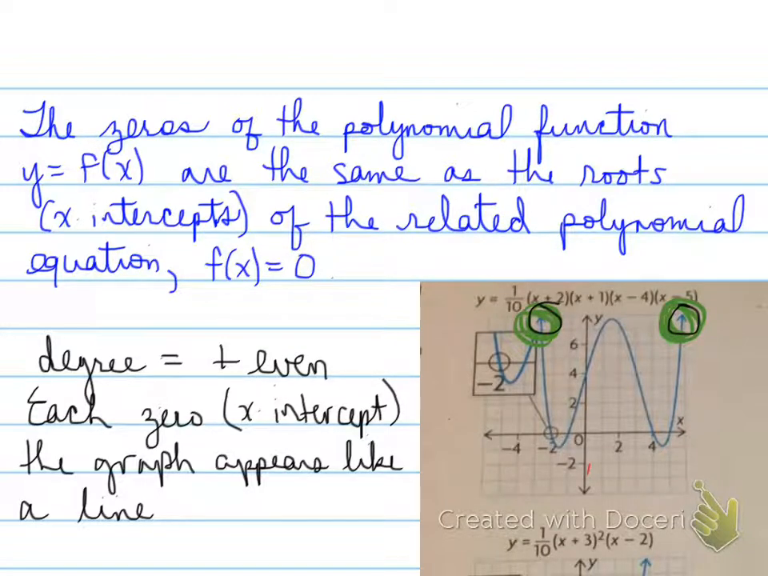So this would be an even degree polynomial, probably I would say at least a quartic. And we definitely know it should be a quartic because each of these zeros has order 1. There are 4 zeros with order 1, so we're looking at a quartic.